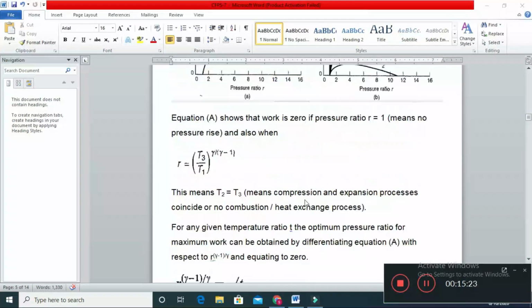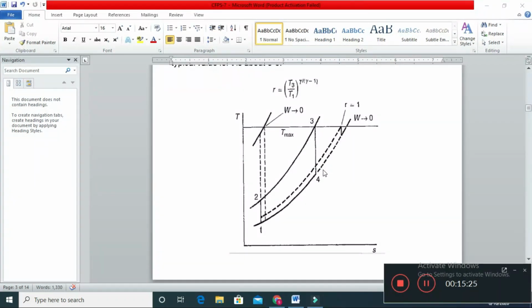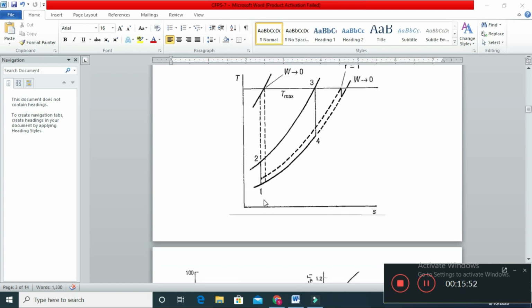When T4 is greater than T2, then we can use the heat exchanger. When we use a heat exchanger, we can heat the fluid which is coming from the compressor through the turbine exhaust. But if the temperature T4 is less than T2, then we cannot use a heat exchanger to increase the temperature of the fluid from the compressor exit.